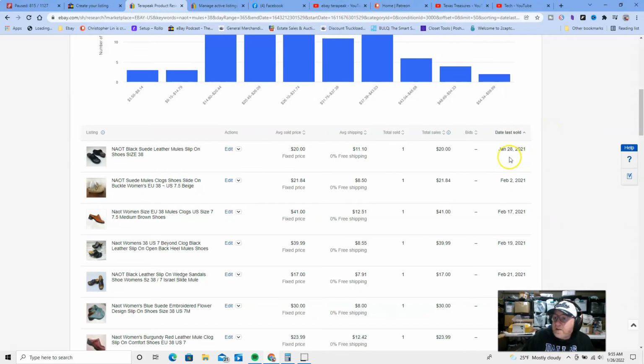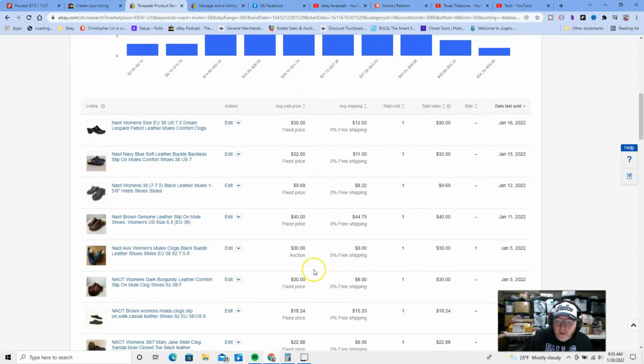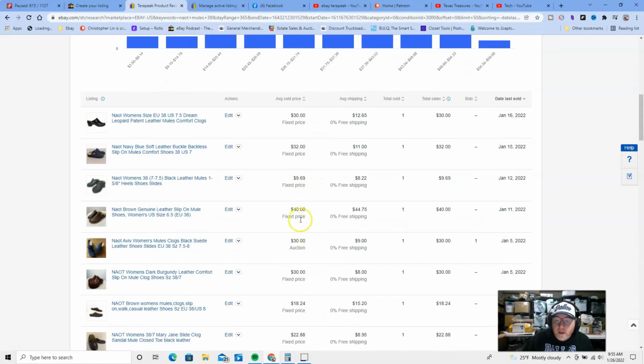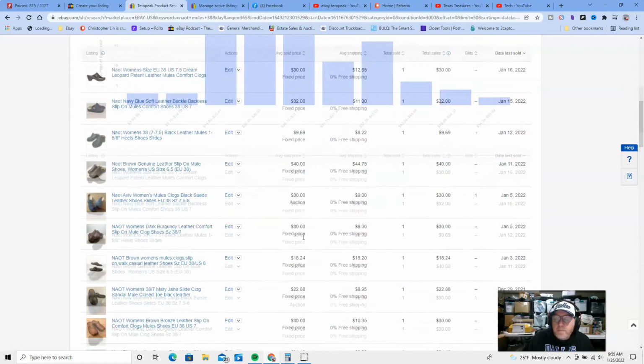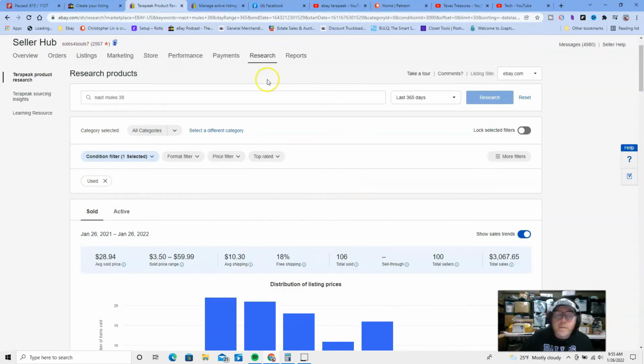The last pair sold on January. I'm sorry, that's the oldest. So that would be from the oldest date. Let's look at from the newest. On January 16th, these sold for $30, and you could kind of see recently, here's a pair that sold for $32. These sold too cheap at $9 and change. These sold for $40, $30, $30. So you can see, looking at the distribution, that the $30 to $40 range is probably a good place for these shoes. So this Terapeak gives us a lot of information.